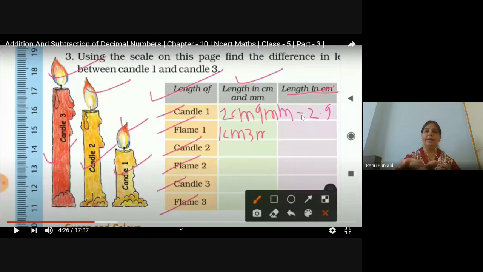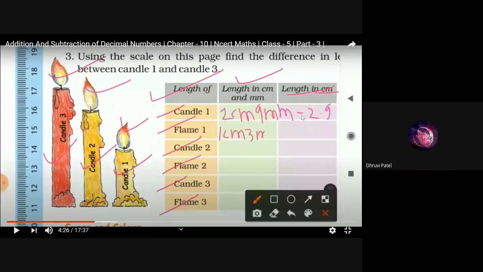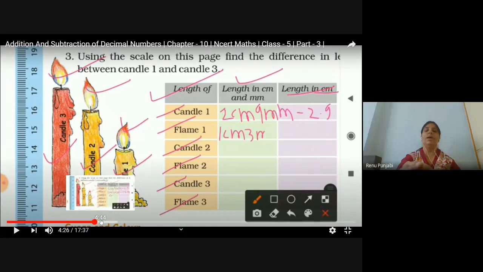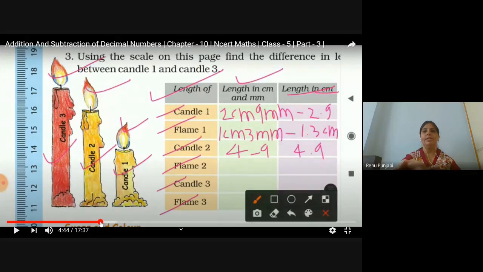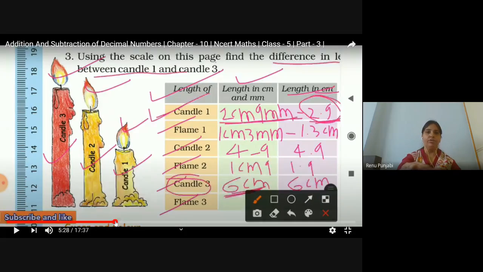Have you understood, Dhruvi, how to write the centimeter and millimeter in centimeters? Yes, ma'am. This way you have to complete. For example, 1 centimeter 3 millimeters. So in the centimeter it will be written as 1.3 centimeters. Am I clear till here? Then you have to go to the next.